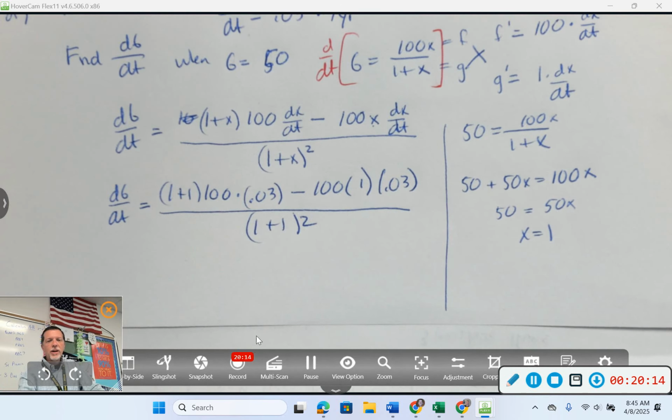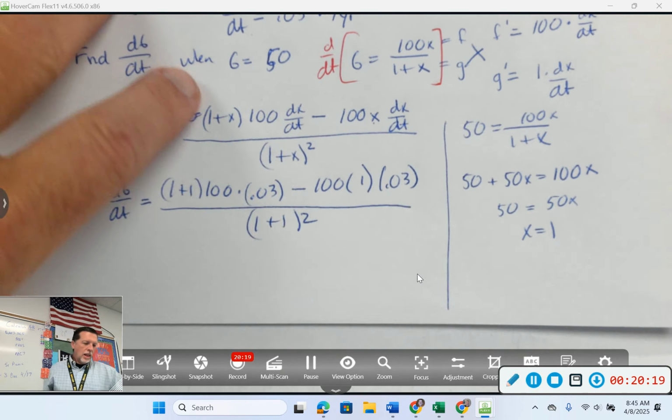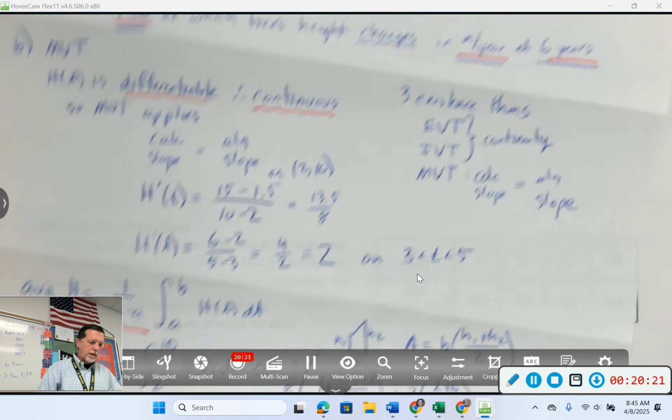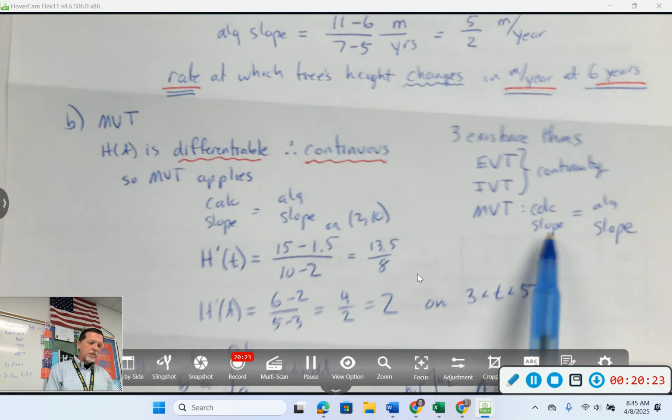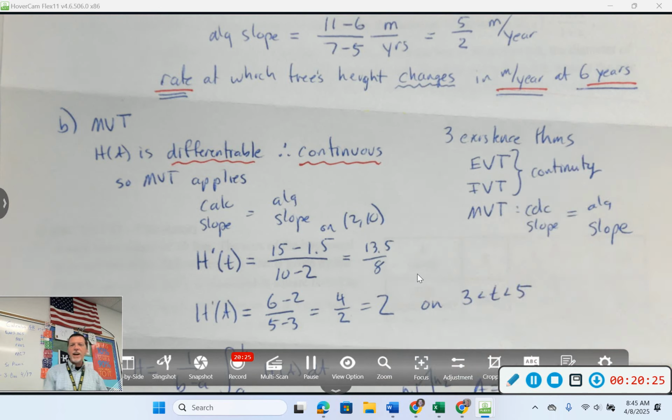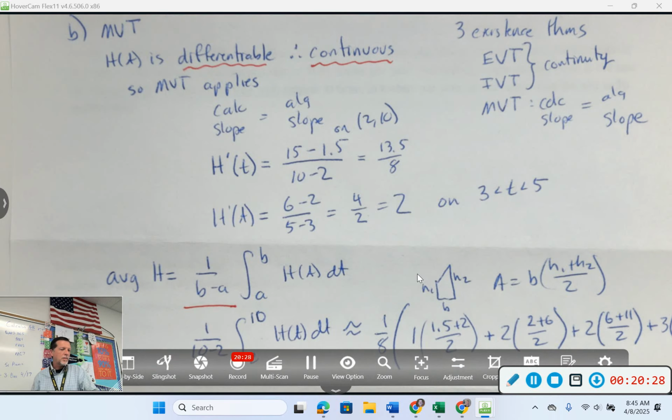Ooh, that took us a while. That took 20 minutes. They're supposed to take 15. Recap. Why did that thing take longer? Oh, we took a little side detour about EVT, IVT, MVT. Maybe that took up some of the time.